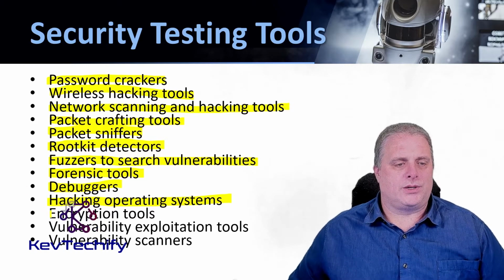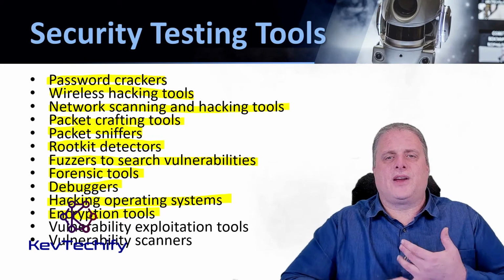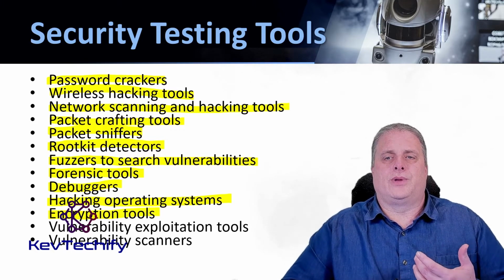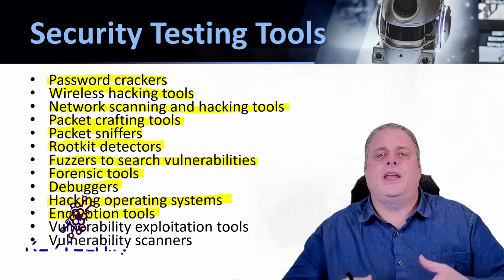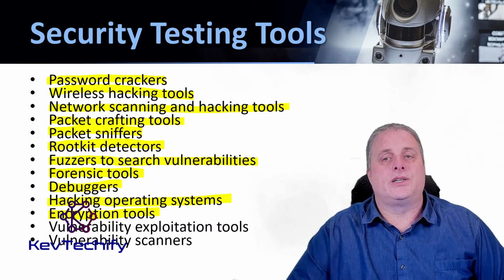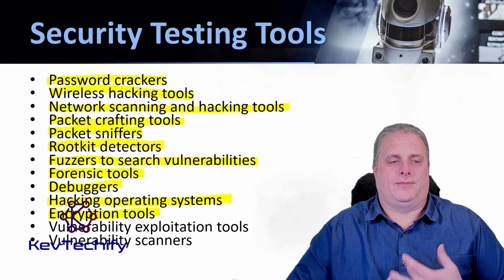We have encryption tools. These tools here safeguard the contents of an organization's data when it is stored and transmitted. Encryption tools use algorithm schemes to encode the data to prevent unauthorized access to the data. Two examples here are VeraCrypt and CipherShed.